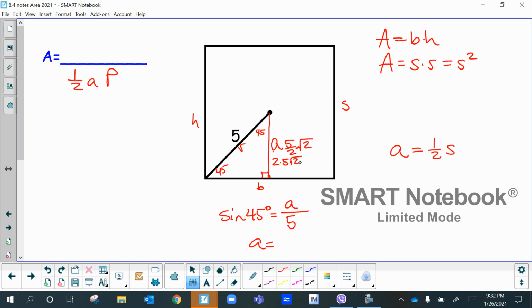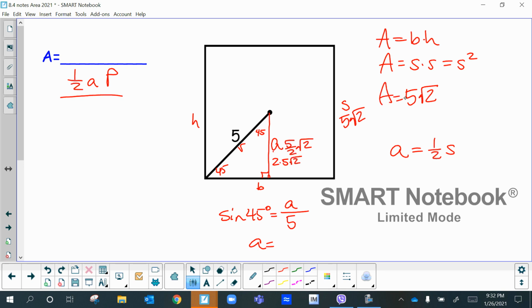Okay, so since this is 2.5 radical 2, and we said that this right here is going to be double the side, guess what the side length is? What is 2 times 2.5 radical 2? Just 5 radical 2. So to me, using the side times side formula or base times height, that would be the easier one to do rather than using our 1/2 apothem times perimeter. Whenever you're using the square, I would just do it this way.